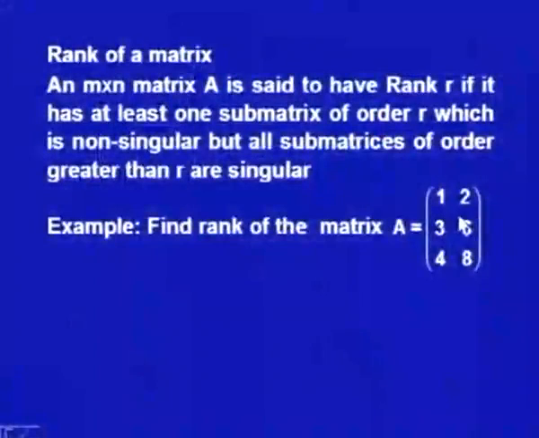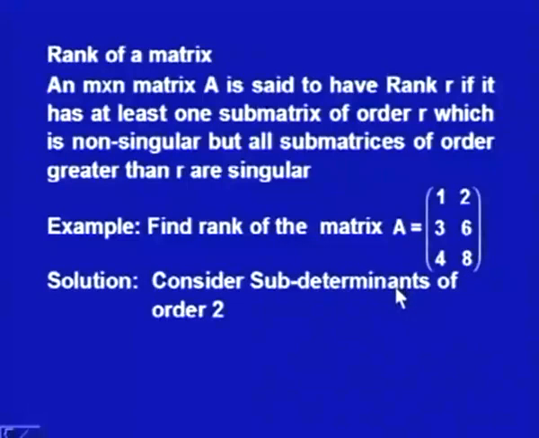I have a 3 by 2 matrix, that means 3 rows and 2 columns, and the rank of this matrix is to be obtained. To find out the rank, I will first consider all submatrices of order 2. Matrices of order 3 are not possible for this matrix, so I will start with submatrices of order 2.